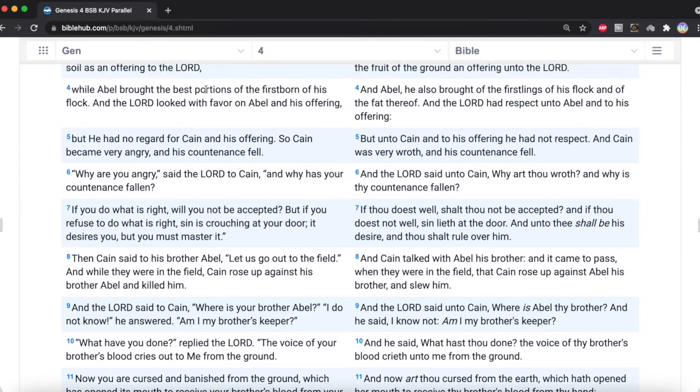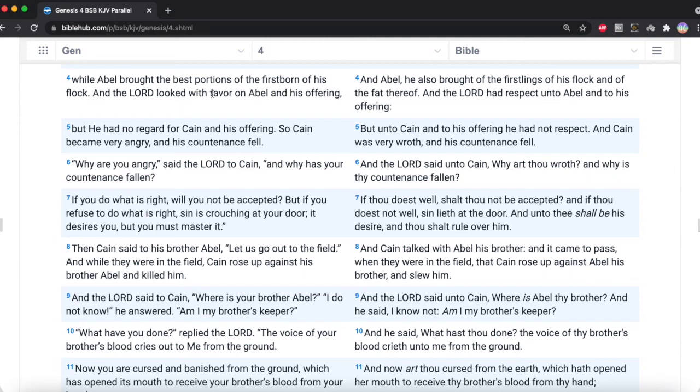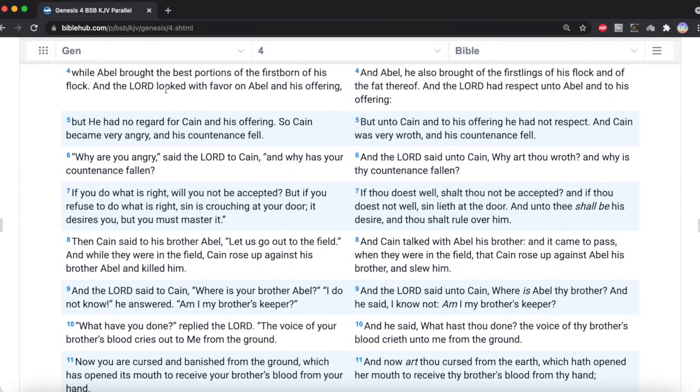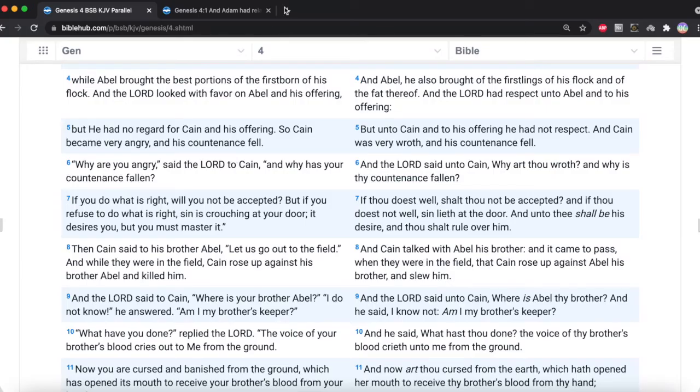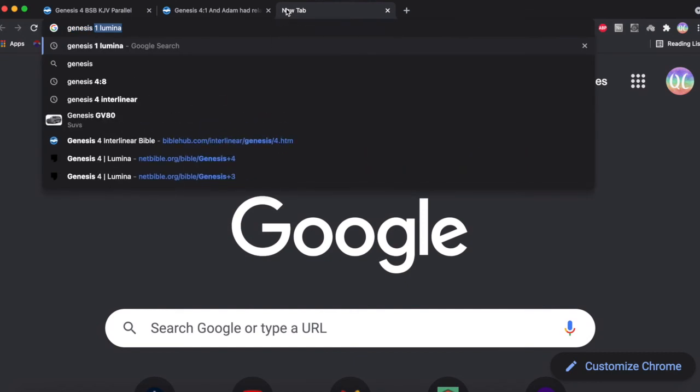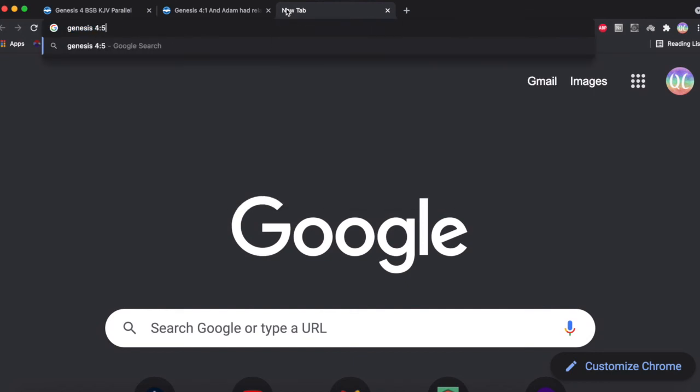And so this is where I want to do my first sort of in-depth word study, is what is going on with this wording. And so Genesis chapter 4, verse 4, as well as verse 5 that we'll get to. So here, I'll show you what I usually do because I haven't taken the time before to really figure out.